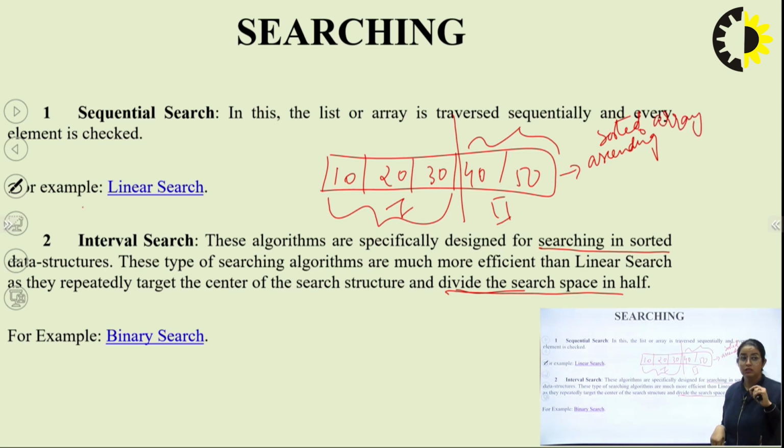So what is the constraint here? If you are going to apply interval search in any type of searching space, then what is required is that the list of elements should be in a sorted manner. I hope it is clear to you all. Now, an example of this type of search is binary search.